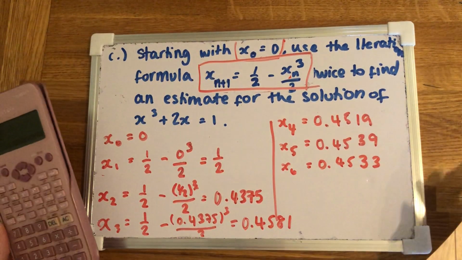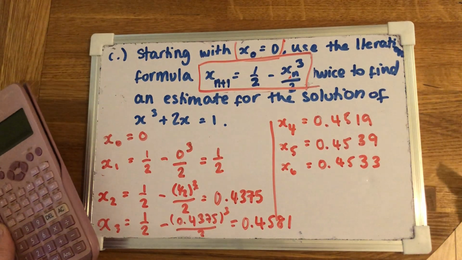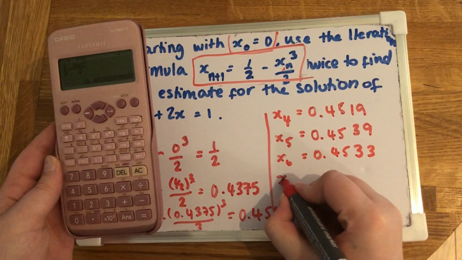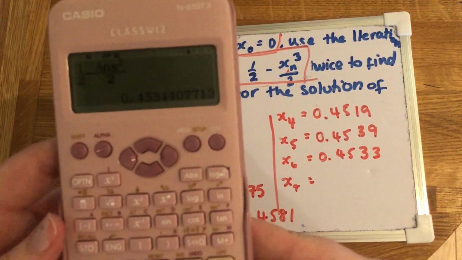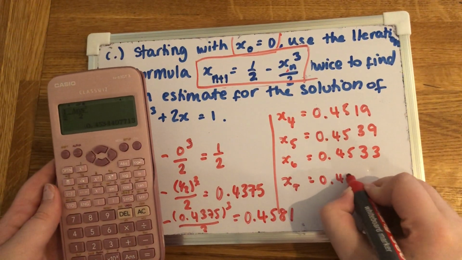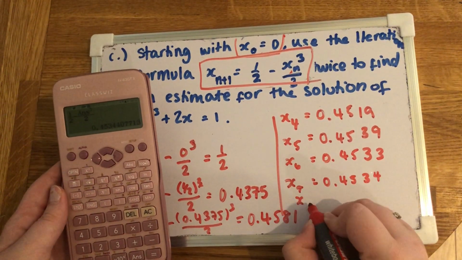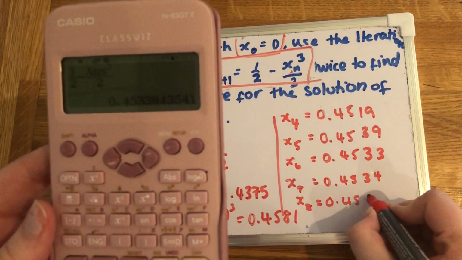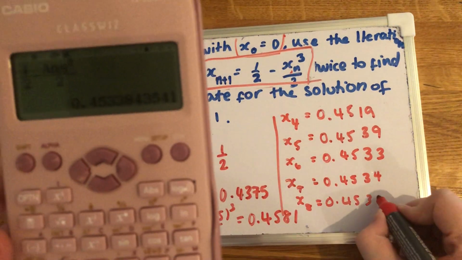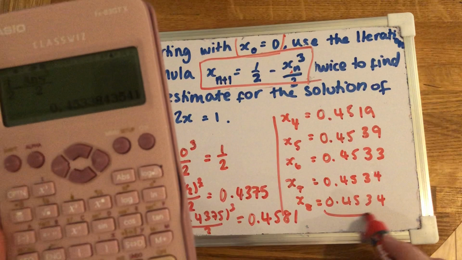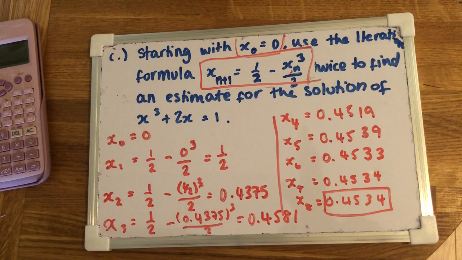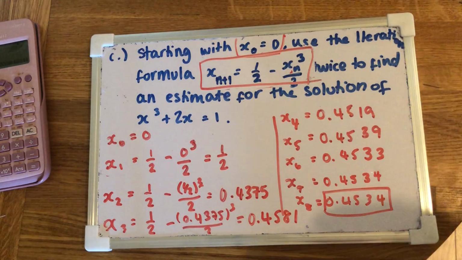Now with these questions, it will tell you how many decimal places they want. So let's say that they wanted 4 decimal places. You'd keep going until those 4 decimal places don't change. Which is what I'm going to do for this because it doesn't actually specify. So next one, 0.4534. Probably one more time. Yep, 0.453, that 8 would round up the other 3 to a 4. So my estimate would be 0.4534.